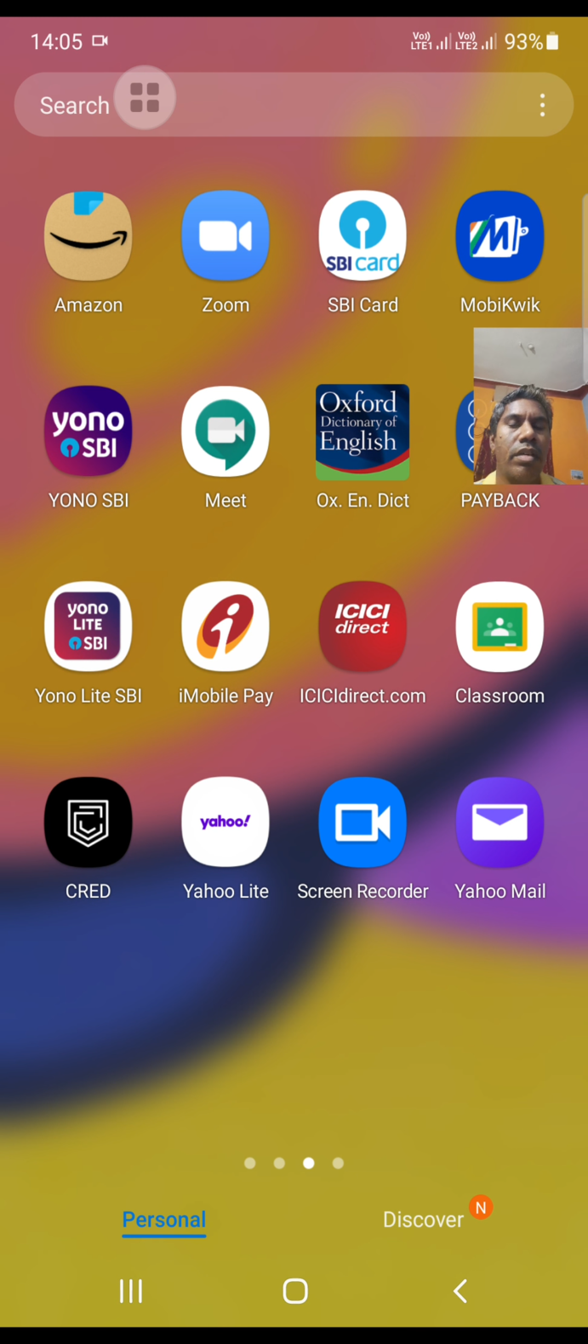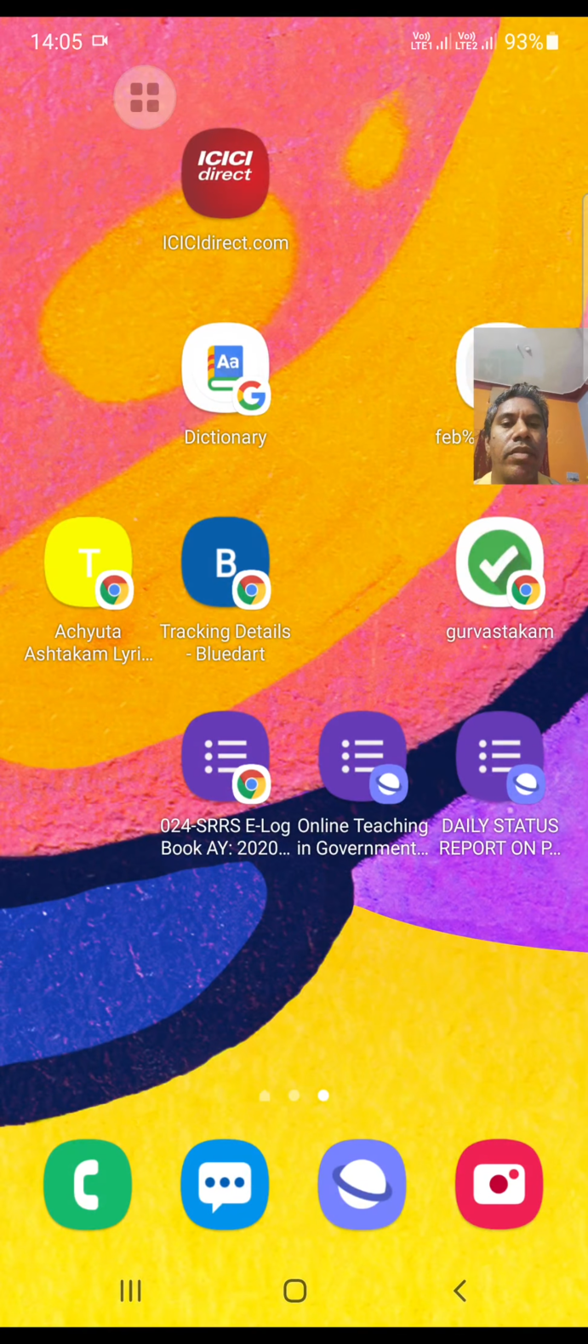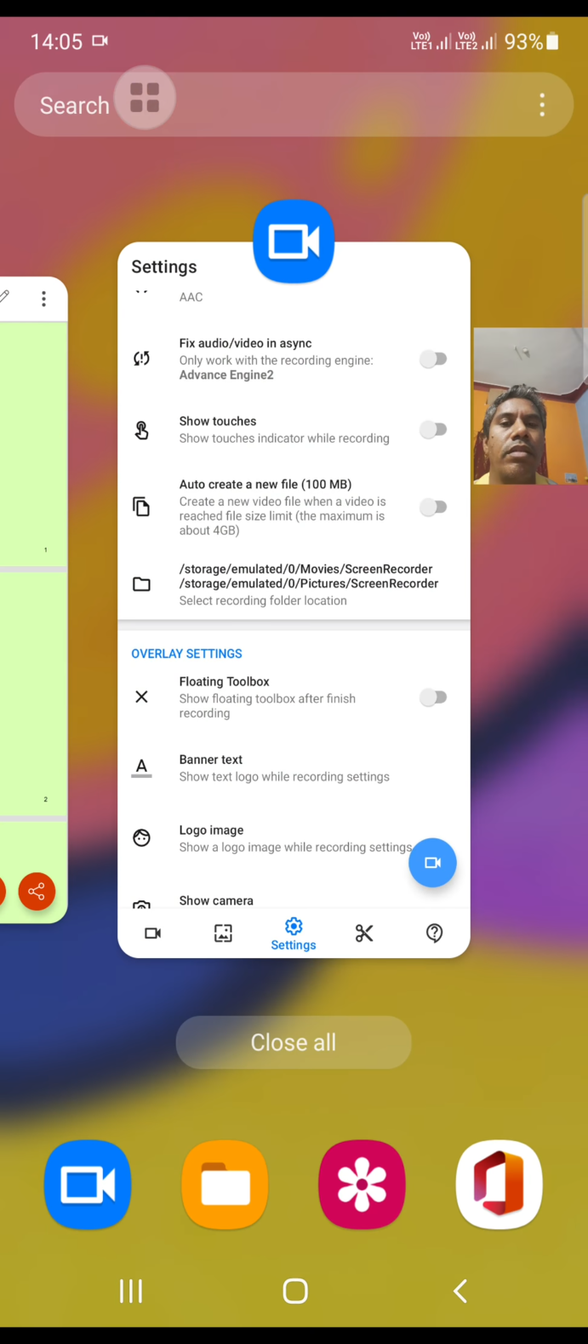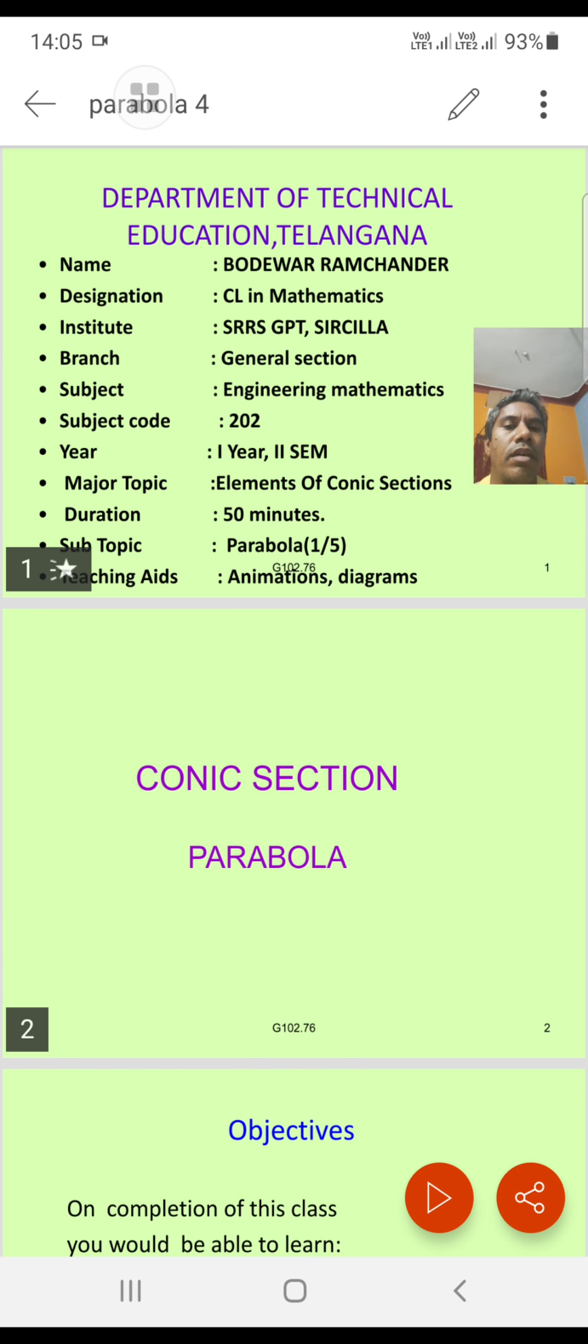Yesterday, or in the previous class, we discussed circles and some problems on circles. And today, we will discuss parabola. So our topic is parabola. So let us start.